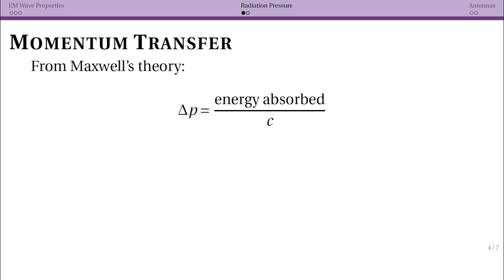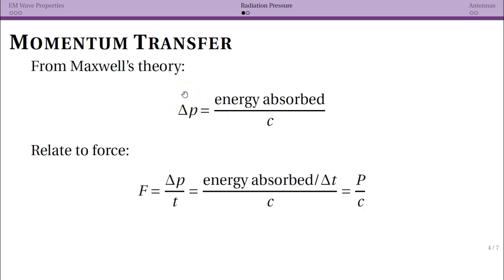So from Maxwell's theory, which again we're not fully deriving, we can have a change in momentum being equal to the energy absorbed by an object divided by c. So this is basically the electromagnetic energy absorbed divided by c gives you a momentum change.